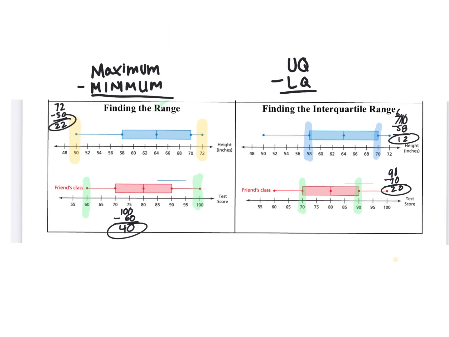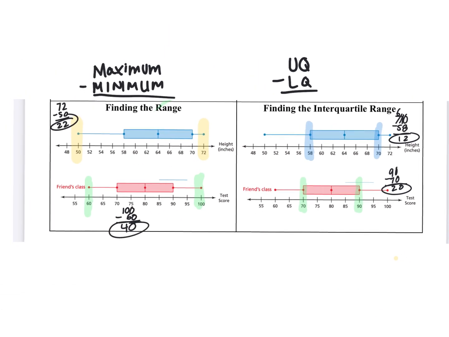So that's it for the range. You have maximum minus minimum. And for interquartile range, you have upper quartile minus lower quartile.